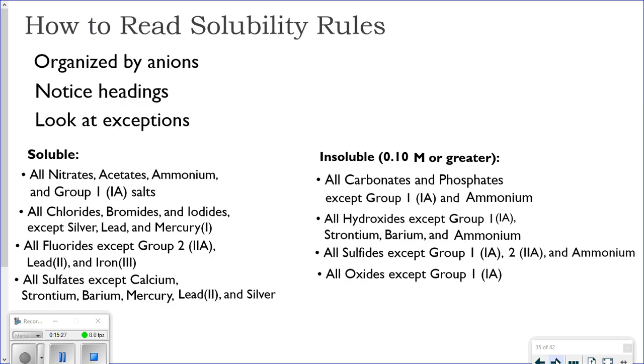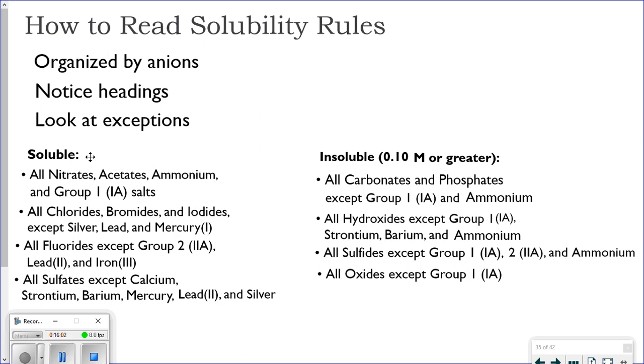So let's look at our solubility rules. This is what is pictured on your reference sheet. One thing to note is they are organized by the anions, the nonmetals, with the exception of ammonium. Notice the headings. Pay attention to, is it in the soluble list or the insoluble list? And pay attention for exceptions. Your cations and metals are going to be listed as exceptions to rules. And we're going to go through some examples with these.